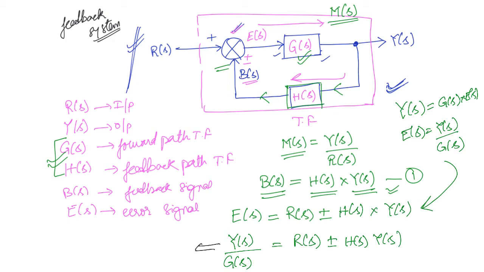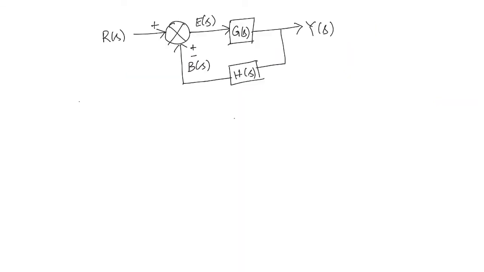Now from this equation, you can get Y of S by R of S, okay? So this will be equal to G of S divided by 1 minus or plus G of S H of S. That means that if the feedback signal is added positively, that is positive sign, then the corresponding function will have a negative sign, right? And if the feedback signal is added negatively here, then the corresponding transfer function will have positive sign in the transfer function, okay?